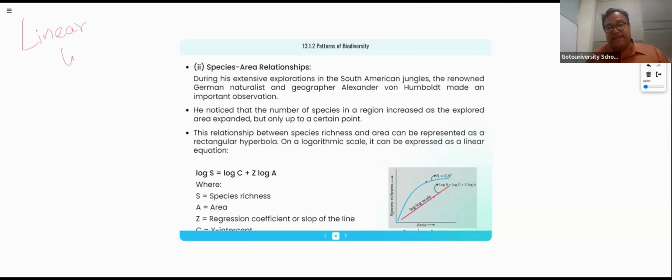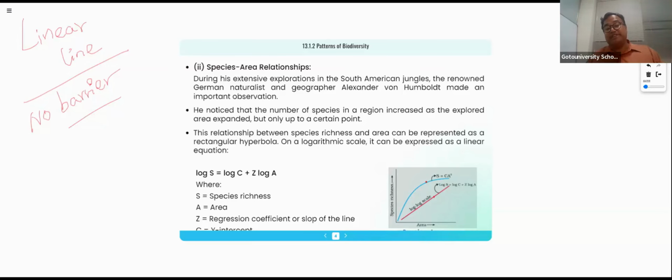The linear line indicates there is no barrier. That is the reason why the species population is uncontrollable in that particular geographical area. This is the way we need to correlate the message I convey along the red line. Whereas the blue curve denotes the rectangular hyperbola.